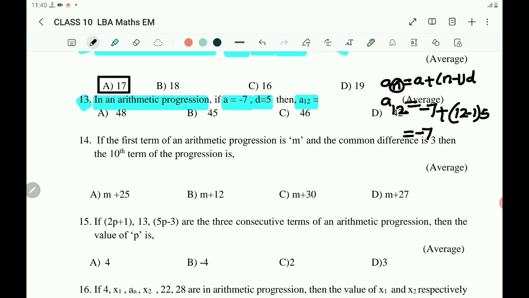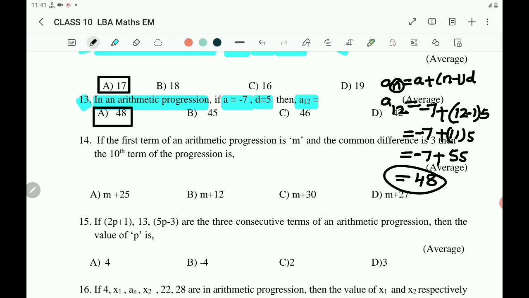Then minus 7 plus 12 minus 1 is 11. 11 into 5 minus 7 plus 11 into 5 is 55. 55 minus 7 is 48. 48 plus 7 is 55. 55 minus 7 is 48. So, then what is the answer? Option A is 48 here. So, the answer A is the option here. Option A is the answer.